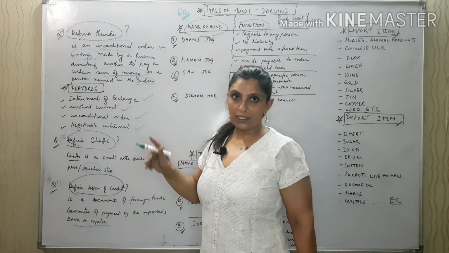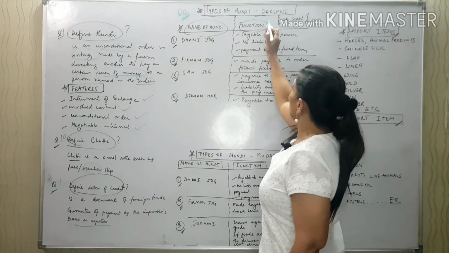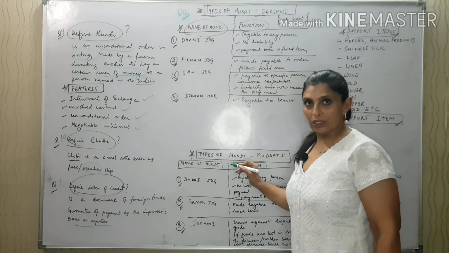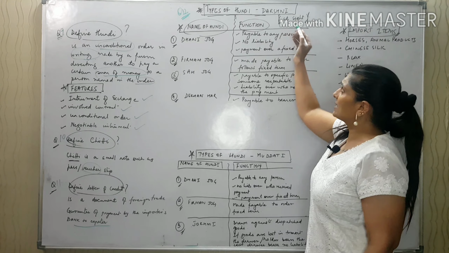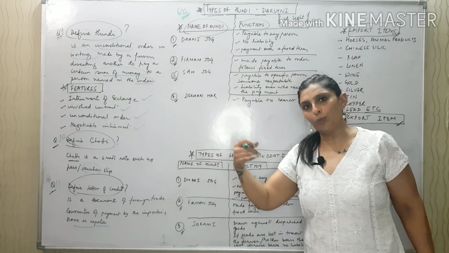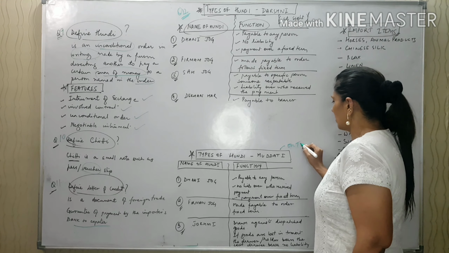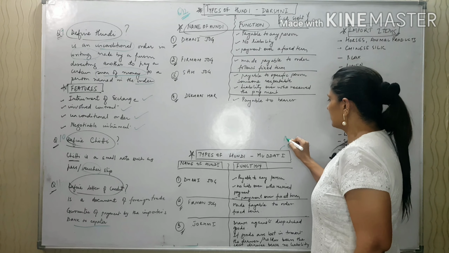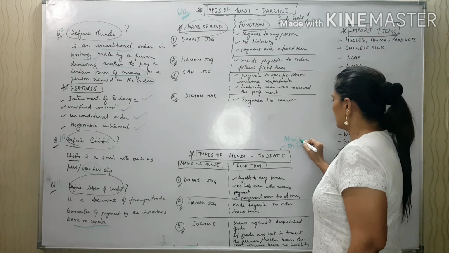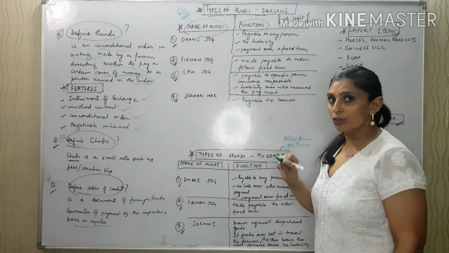Types of hundis. Now there are two types of hundis. One is darshani and the other is mudati. Darshani is at sight. When you show the hundi, you get the payment. Mudati is paid at a particular time or after some time. This is time bound. Okay. Mudati is time bound.